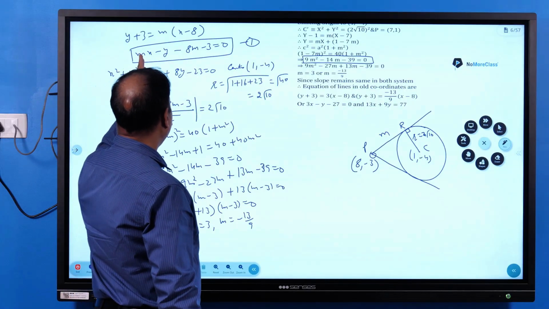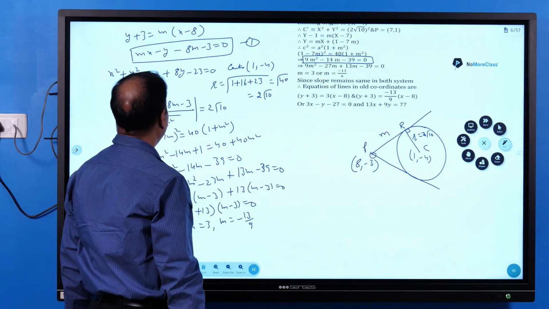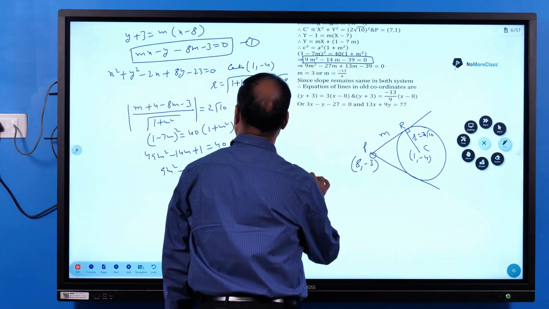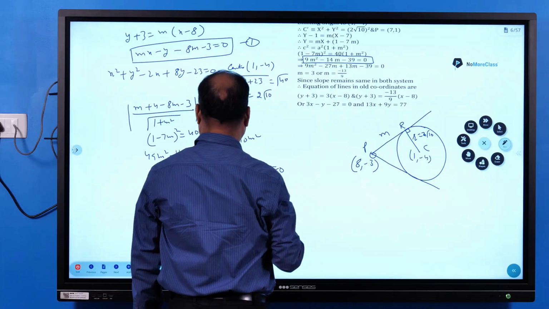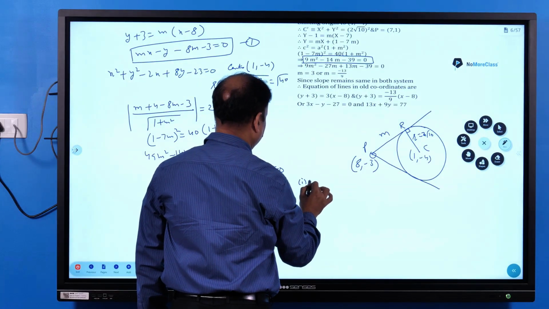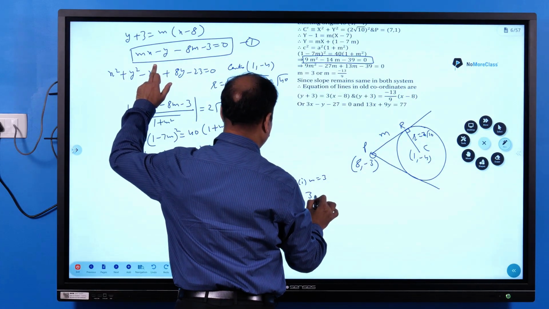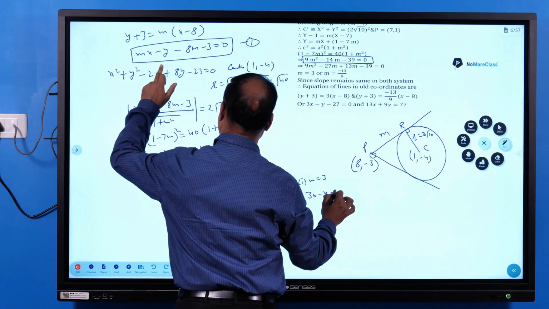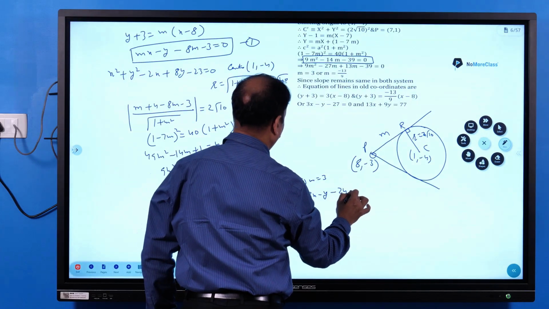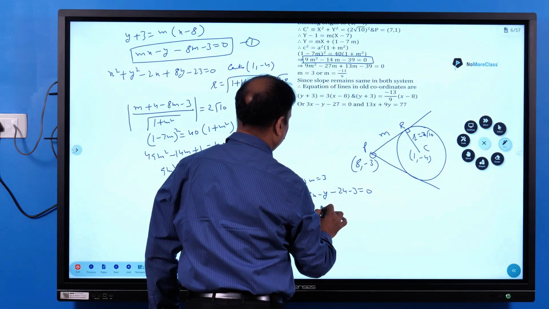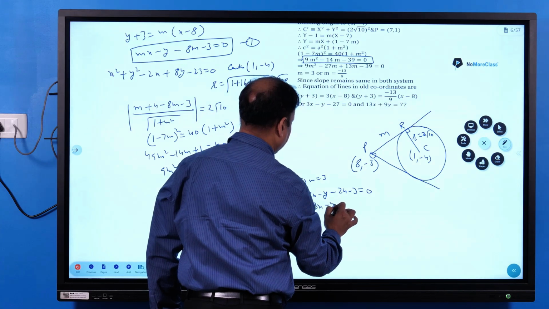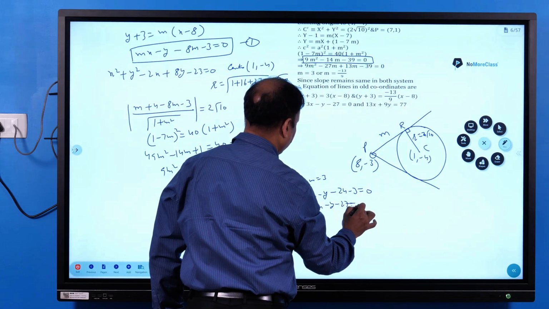This value you can put in equation number 1, and you will get two lines. So the line is mx - y - 8m - 3 = 0, and in this I am putting m. Case 1: m = 3. Then 3x - y - 24 - 3 = 0. So 3x - y - 27 = 0.